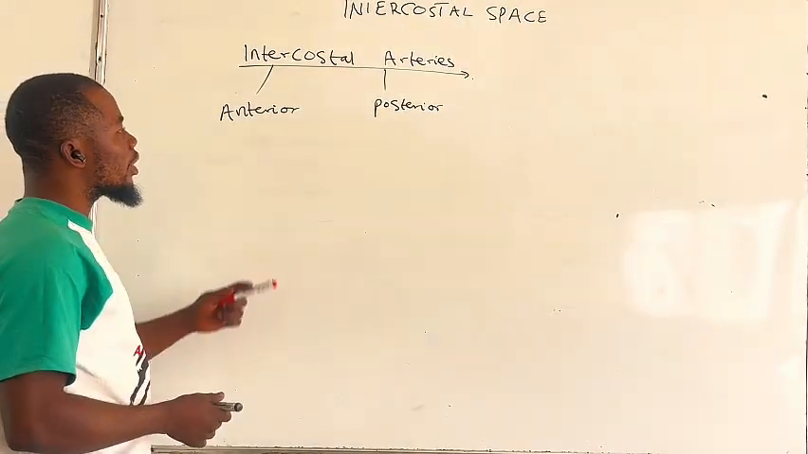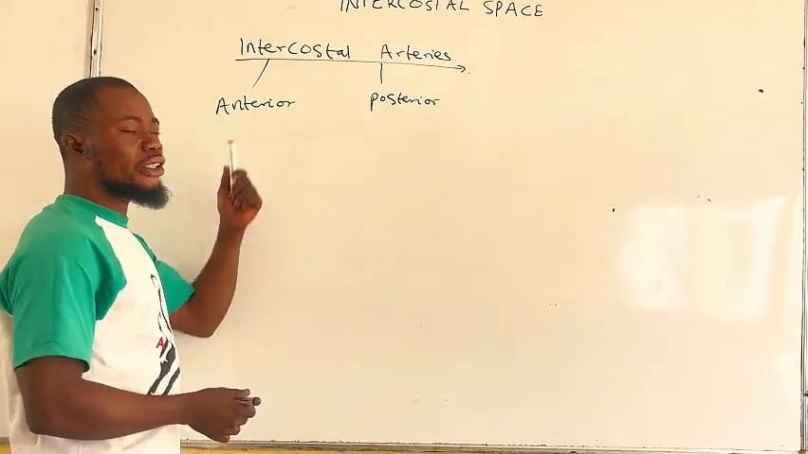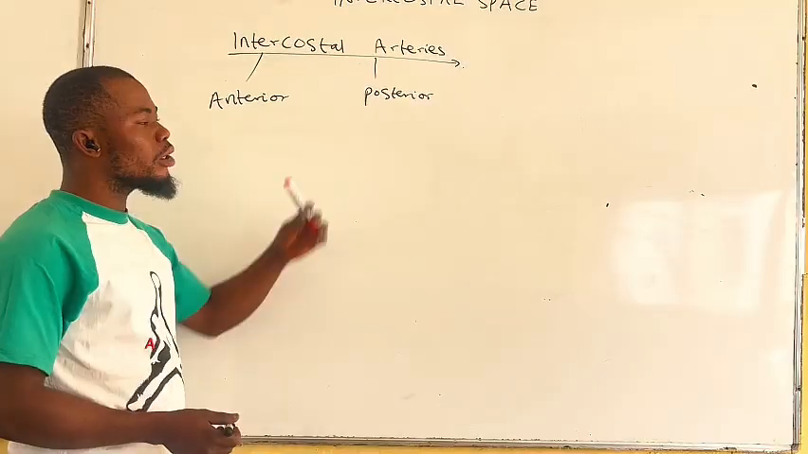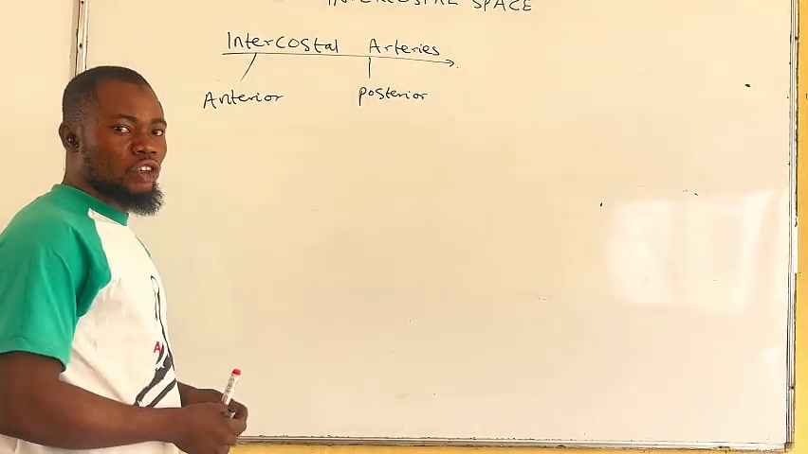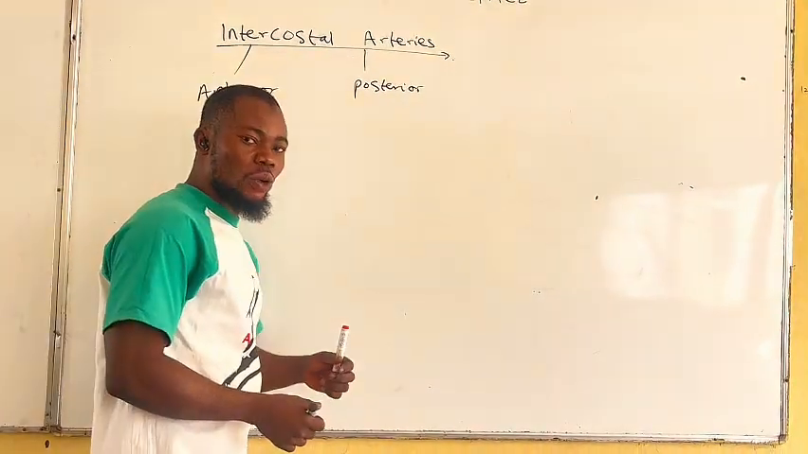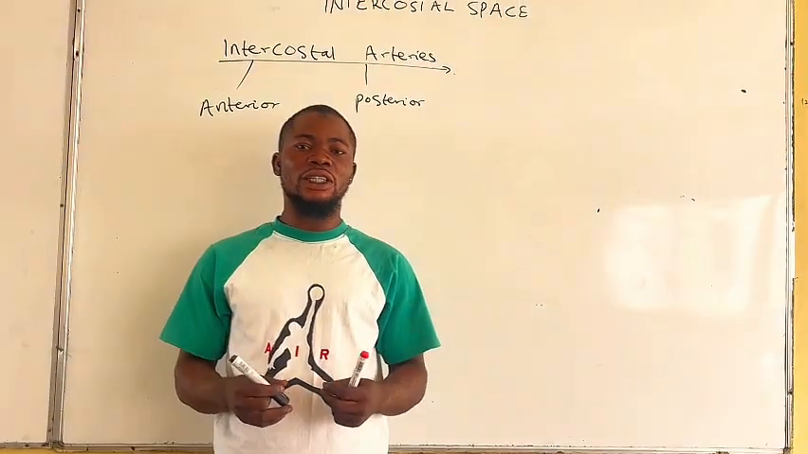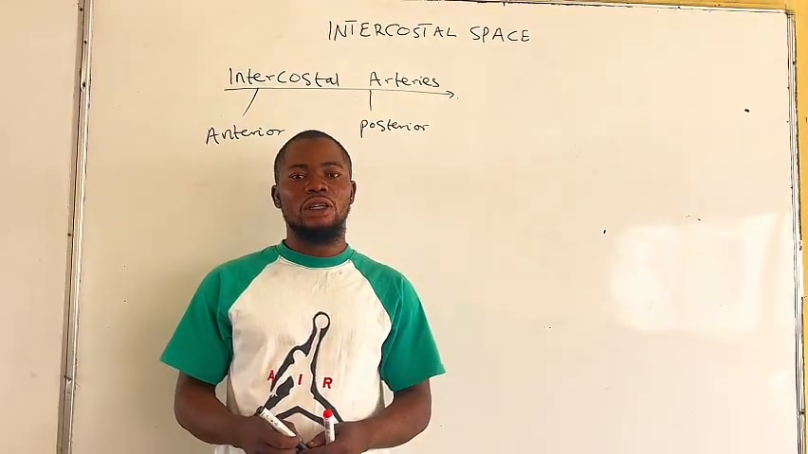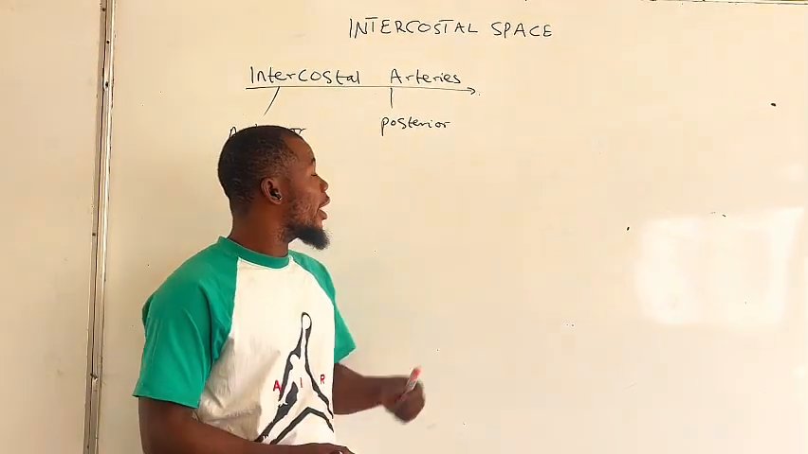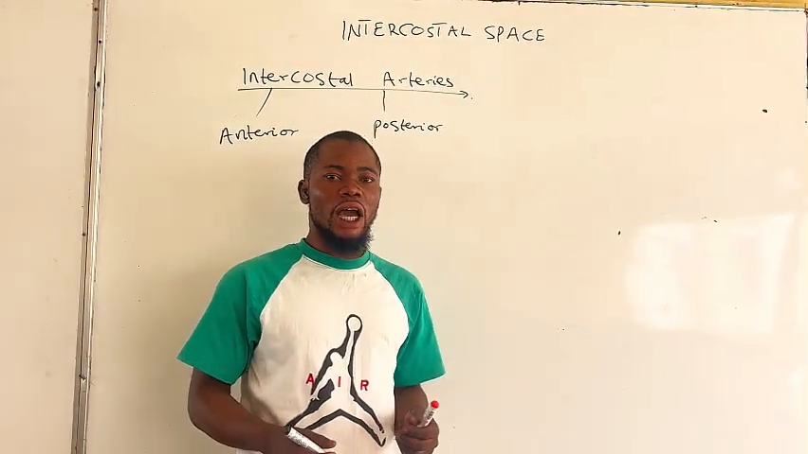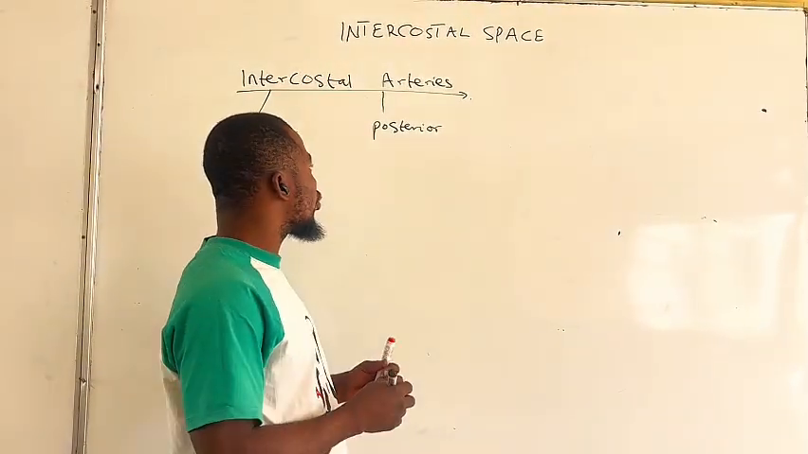In each of the intercostal space, there are two anterior intercostal arteries and one posterior intercostal artery. Now, to the posterior intercostal artery: the posterior intercostal artery supplies the greater extent of the intercostal space. There are 11 posterior intercostal arteries on each side.